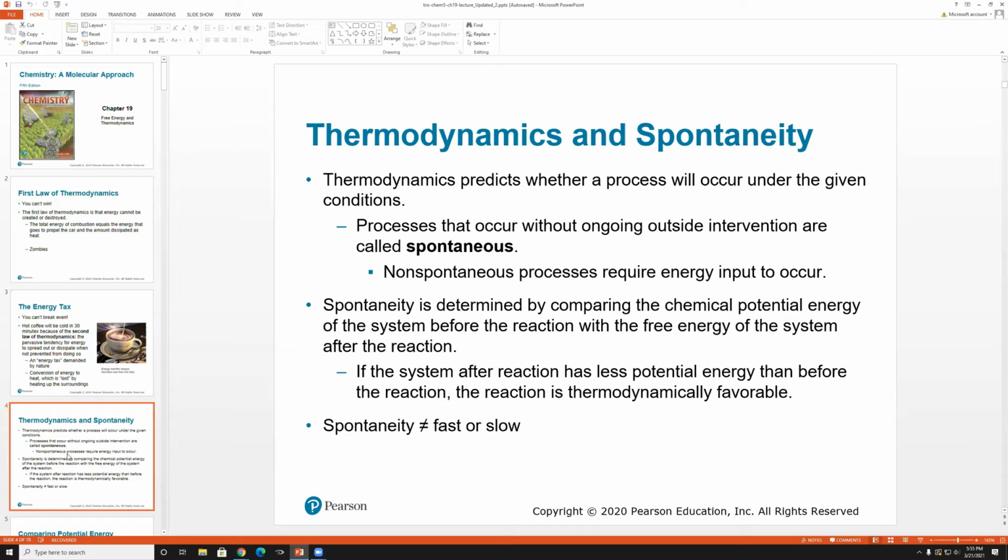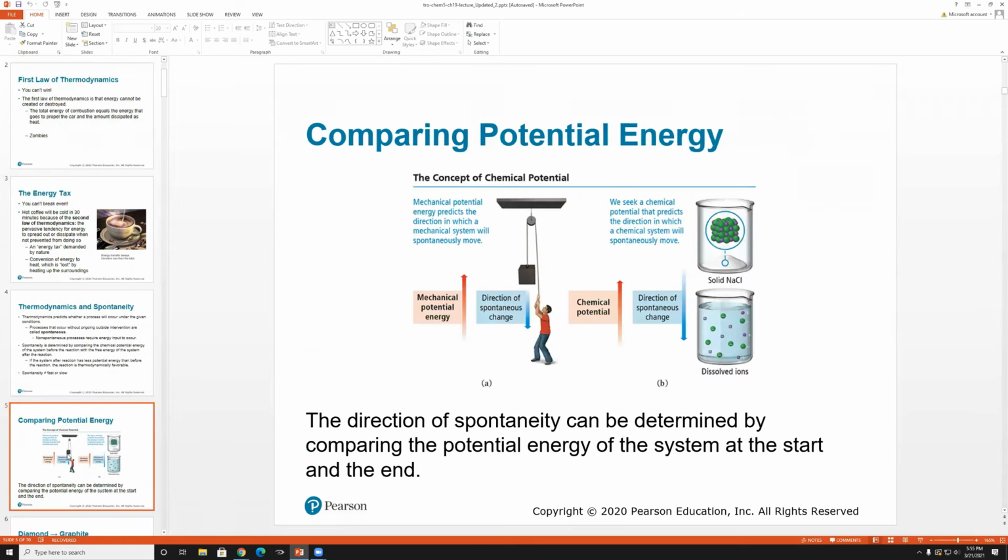Usually, when chemical reactions are exothermic, a lot of the time they like to be spontaneous, because the energy of the reactants is at a higher energy state than the products, and the release of energy is favorable to the system. But that's not always the case. There are a lot of endothermic reactions that are spontaneous, and it's because of entropy. We'll talk about that soon.